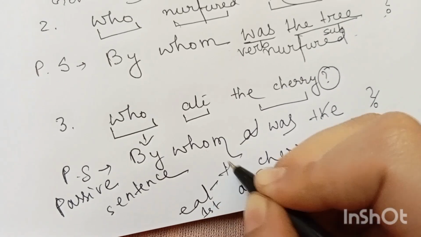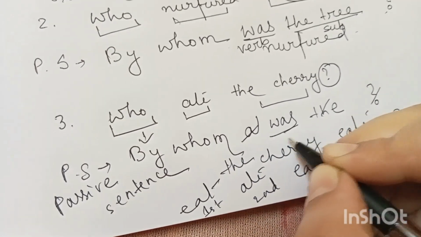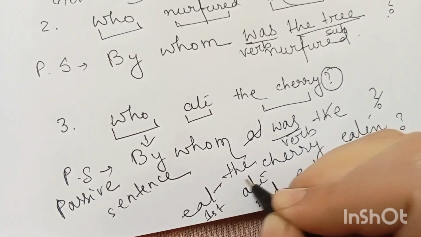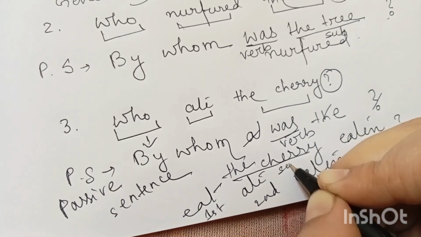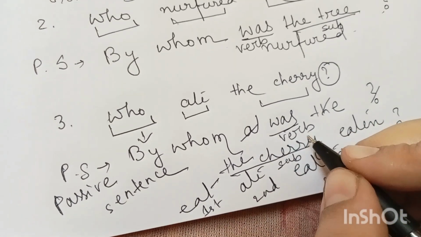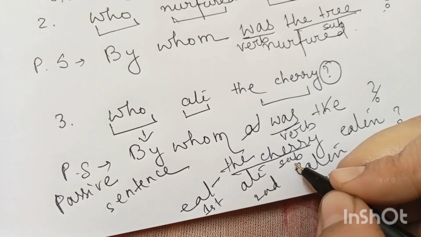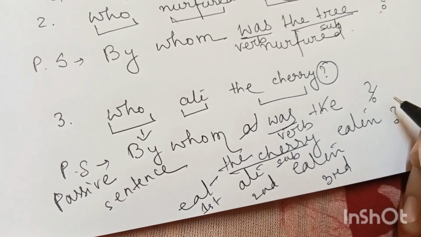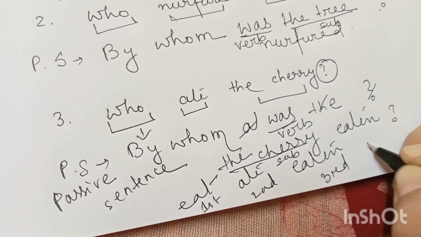See, was is the verb and the cherry is the subject. See, the verb is coming before the subject, so this is called inversion.